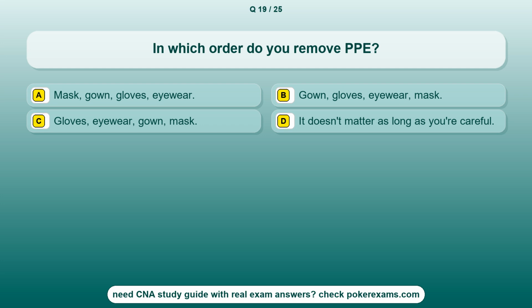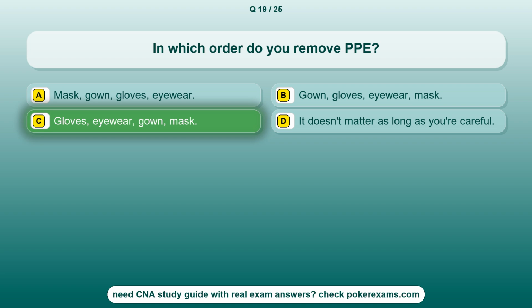Question 19. In which order do you remove PPE? Option A. Mask, gown, gloves, eyewear. Option B. Gown, gloves, eyewear, mask. Option C. Gloves, eyewear, gown, mask. Option D. It doesn't matter as long as you're careful.